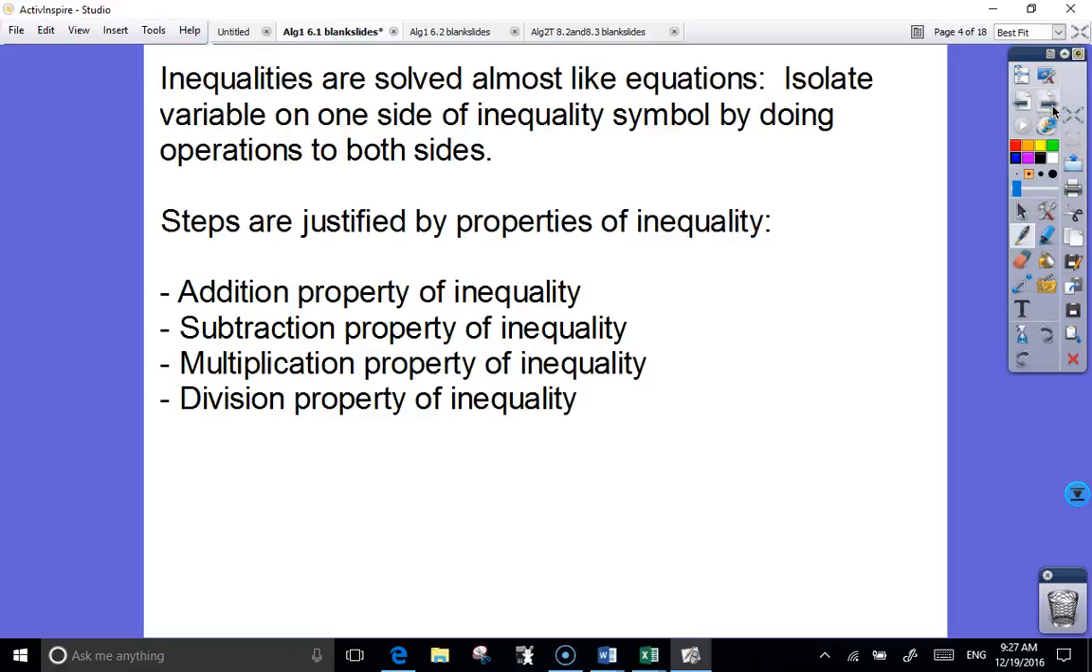Next. Inequalities are solved pretty much like equations. You isolate the variable on one side by doing operations to both sides. They do have names when you do that. If you add things to both sides, that's called the addition property of equality. If you subtract, that's the subtraction property of equality. For the ones we're going to do today, which are only these two right here, there's really no difference to how you solve an equation. These other two have a significant difference when comparing solving equations to solving inequalities. But for the ones we do today, it's pretty much the same.